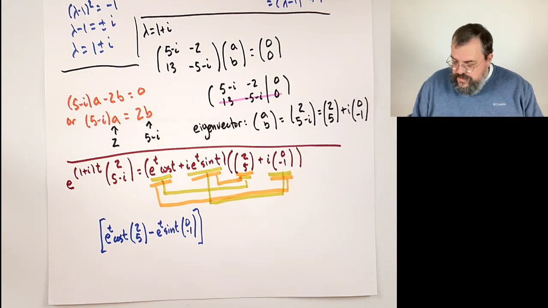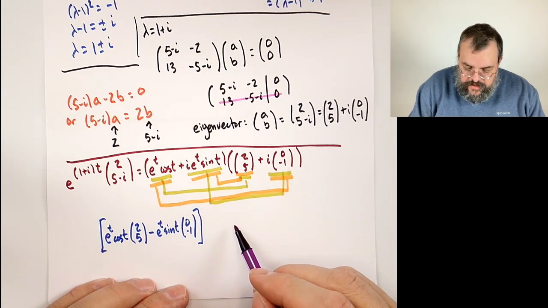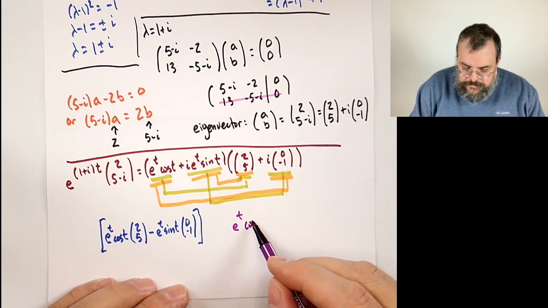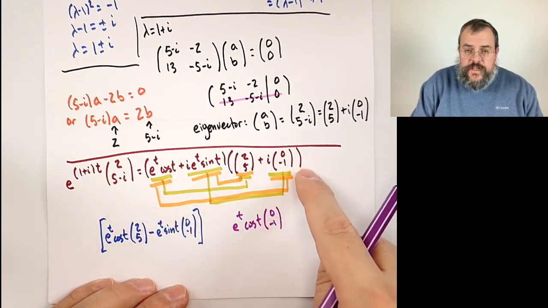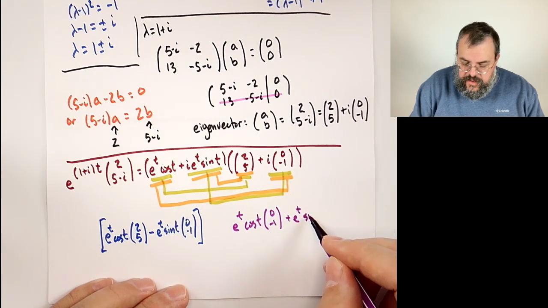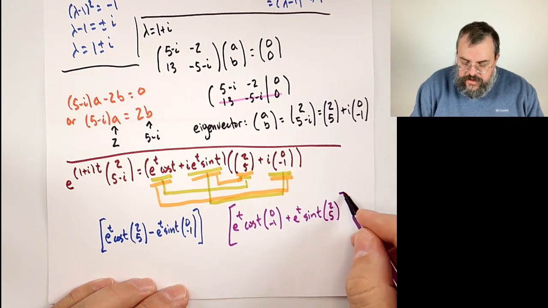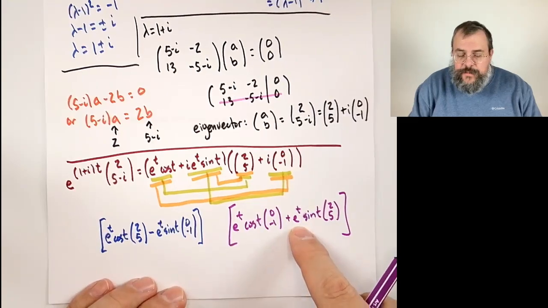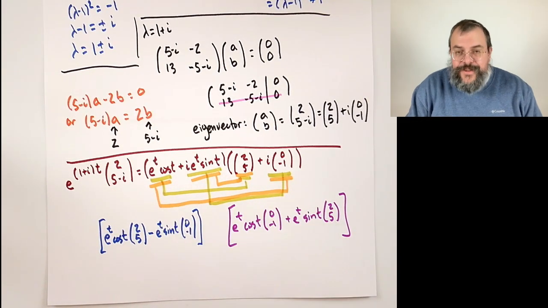Okay, so if we do that, what will we have? Well, we'll have the e to the t cosine t times 0, minus 1, the outside parts, and then the inside parts, and e to the t sine t, 2, 5. So the real part and the imaginary part of this function. This is a solution, and this is a solution.